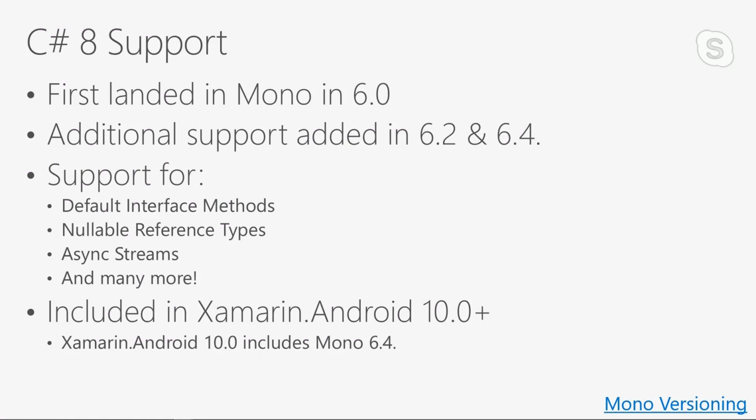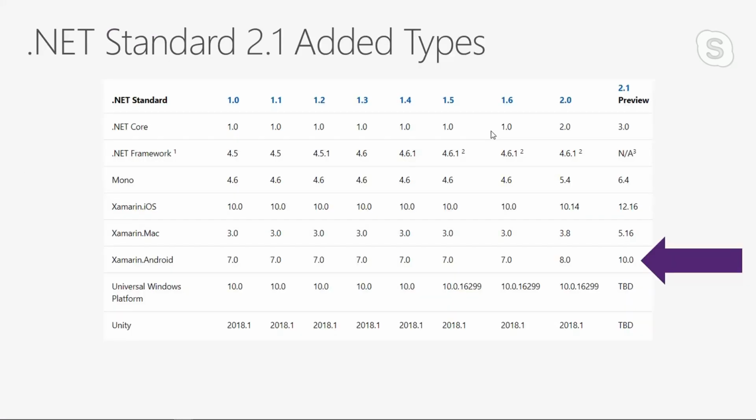There's also .NET Standard 2.1. Xamarin.Android 10.0 now supports .NET Standard 2.1, so it includes all those added types from the 2.0 to 2.1 release.